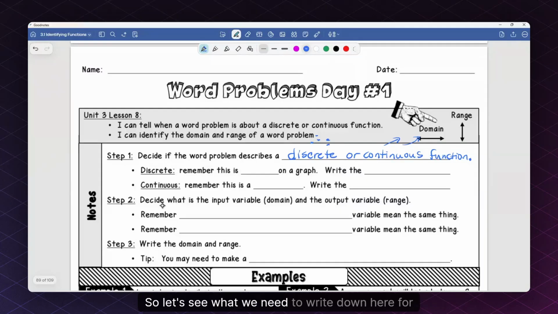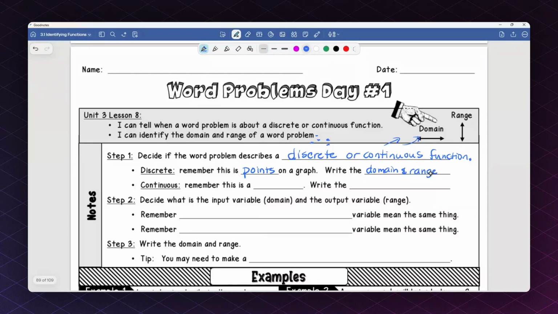So let's see what we need to write down here for discrete. Remember, this is points on a graph. And you will write the domain and range like this. You're going to write domain and range in this kind of format where you are doing it with your fancy little curly braces there. So say, for an example, -1, 0, 3. You would write it like that.